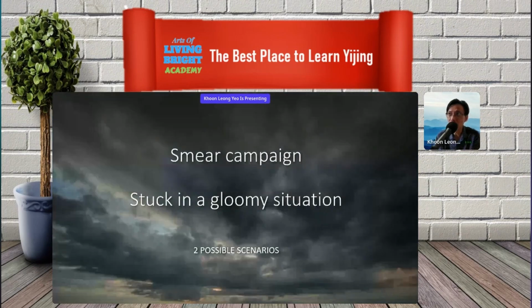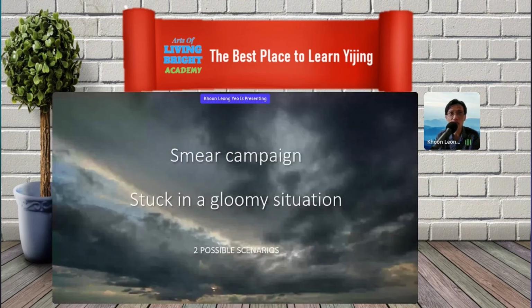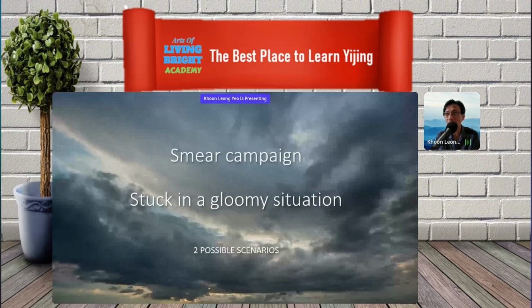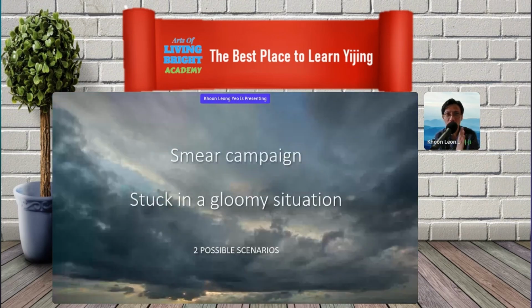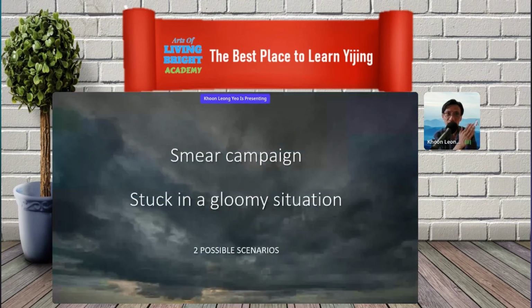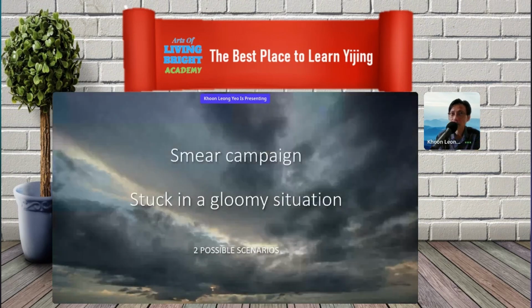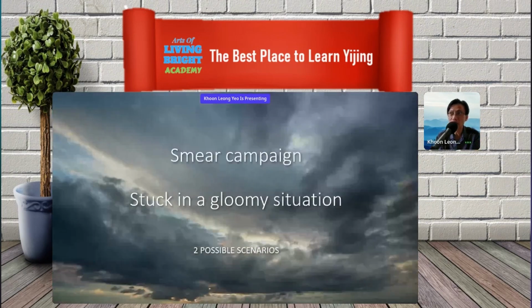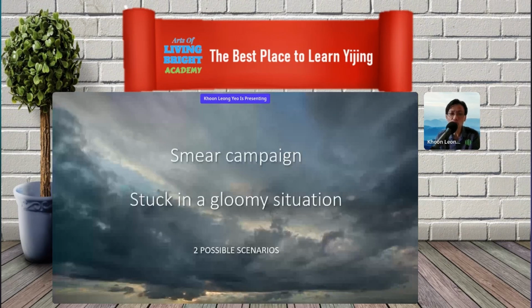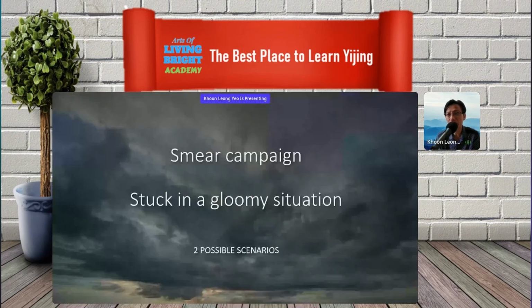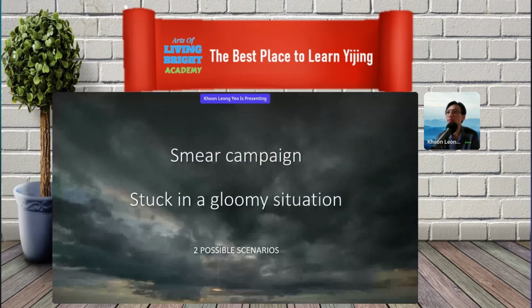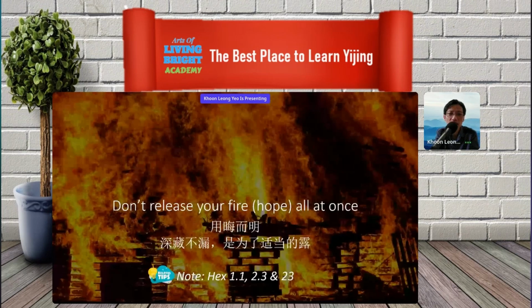Okay, an example that can lead to 地火明夷 is a smear campaign. Jack Ma, not now but previously after the crackdown, went into the 地火明夷 state, where everything looks gloomy for him. Now, what do you do when you're in this situation? I Ching has this advice for you.